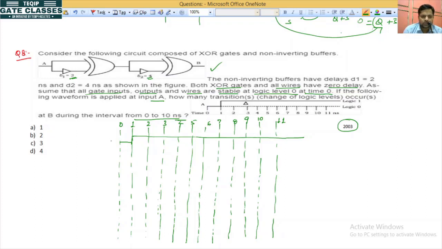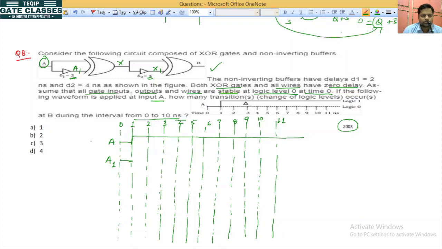Now this is our input A. A is given here. Suppose after a delay from this buffer we will get A1, and after applying the XOR gate we will get, suppose, X, and after delay it will be X1, and this is B. Okay? So first I am going to plot for A1. Initially it is written that all the gates, wires, outputs are at level 0. Okay? So initially it is at 0.